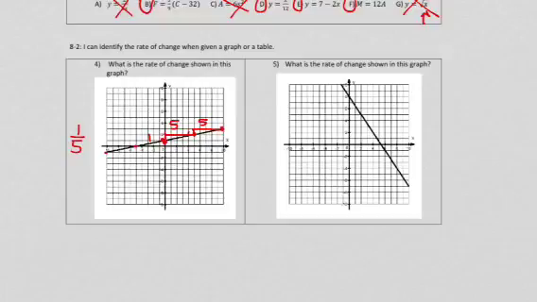For number 5, my y-intercept is here, and I'm going down. I want to find a good spot. So there's one, there's one, there's one, and there's one. So you can see that I go down 3 and right 2 each time. Down 3, right 2, down 3, right 2, down 3, right 2. So -3/2 is the correct answer for that one.